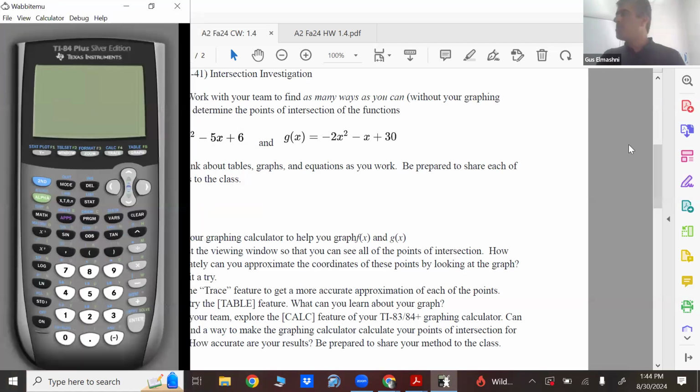It depends. If the y-intercept's 30, then obviously make the y max at least 30, but make it maybe a little higher, maybe like 10 more, like 40, for example. But the y min, I would keep as -10 because I don't see any large negative values. That makes sense for 6 or 30, right? So let's turn it on. Y equals 2x squared minus 5x plus 6, and negative 2x squared minus x plus 30.